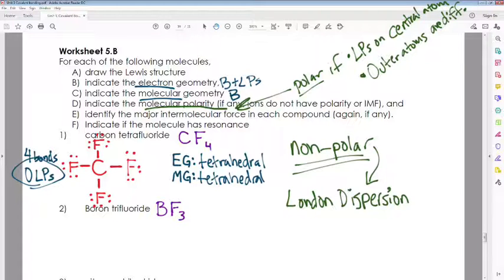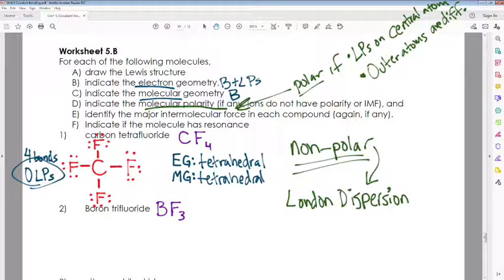And this does not have resonance, because resonance is going to involve having a double bond. If I had a double bond here and everything else was single bonds, then that would make it look like I could have put that double bond anywhere in that molecule. So that's what we're looking for in resonance. And since we don't have any double or triple bonds here, we can't have any resonance. So that is it for this example.